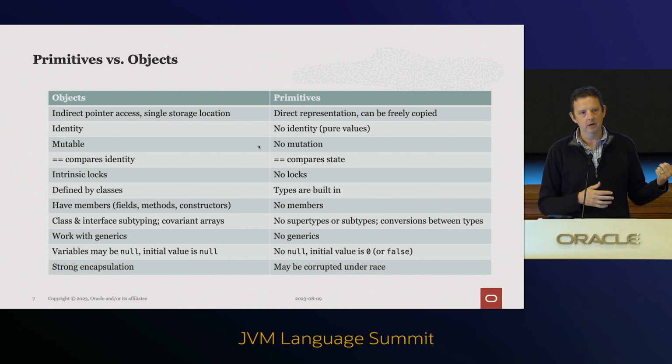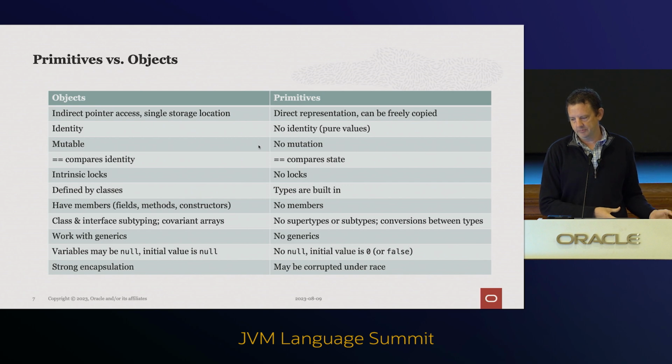Like I mentioned, objects work with generics, primitives do not. With objects, you have nulls. And that's sort of a side effect of having references. And so there's this place where we can say there's nothing here, and we call that null. Whereas with primitives, we don't need a null, and people are happy with just an initial value of 0.